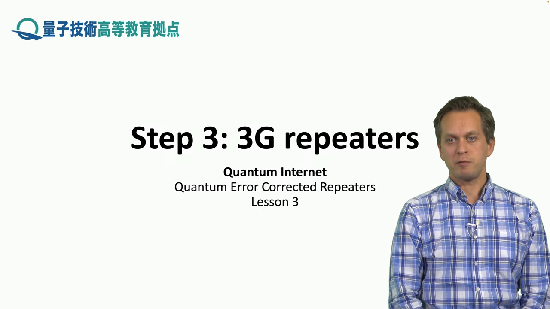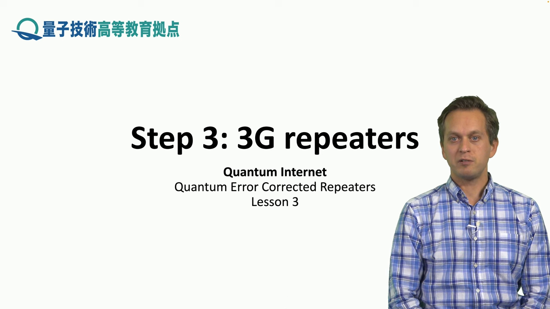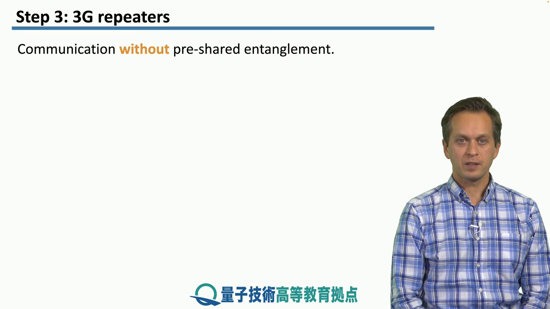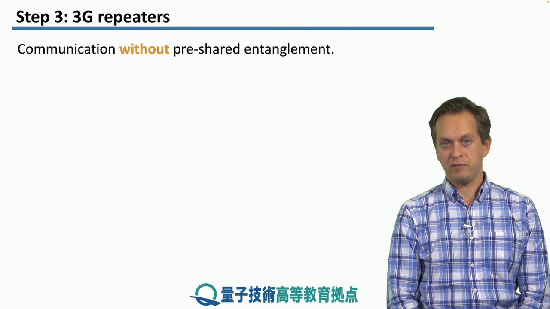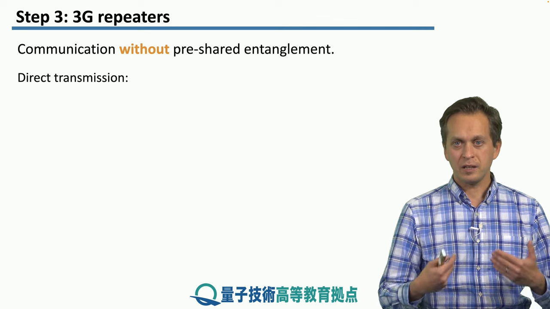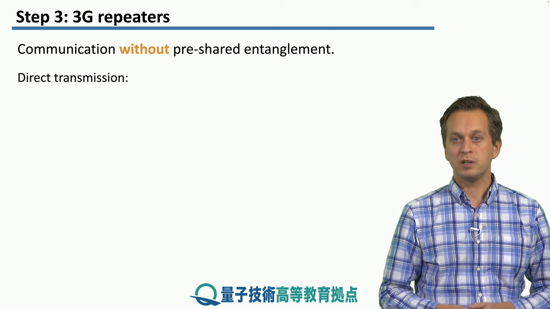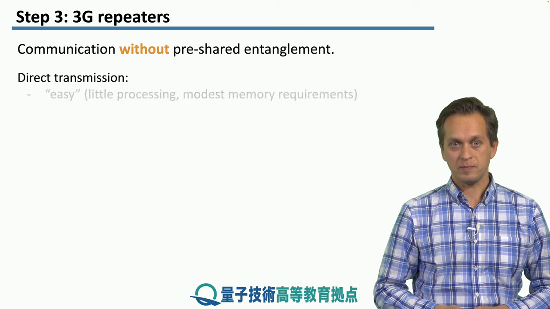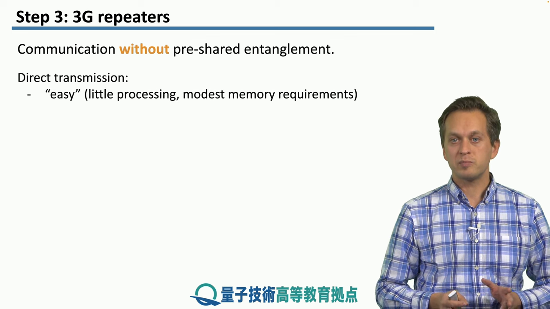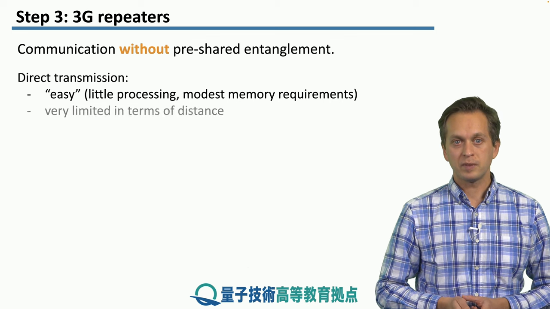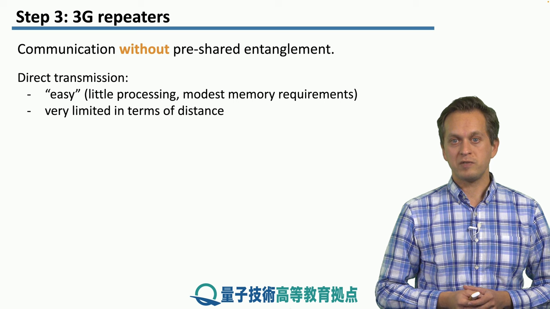Step 3, 3G repeaters. In this final step, we're going to take a look at the third generation of quantum repeaters. So we saw that communication without pre-shared entanglement is difficult. In that way, when we don't share entanglement prior to our communication, we have to transmit the message directly. Technologically, this is easy because there's very little processing and there's modest memory requirements. But on the other hand, the distance over which we can communicate in such a way is very limited.